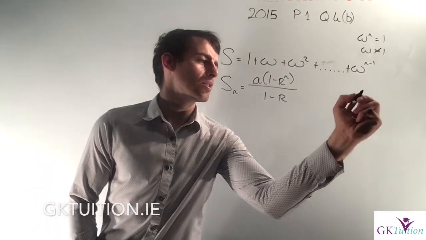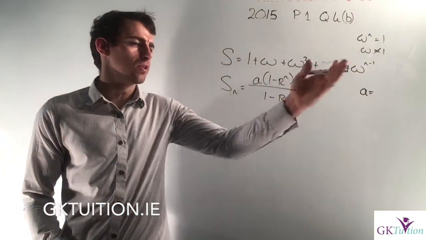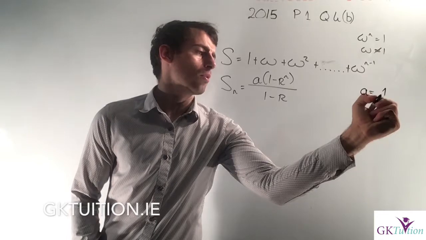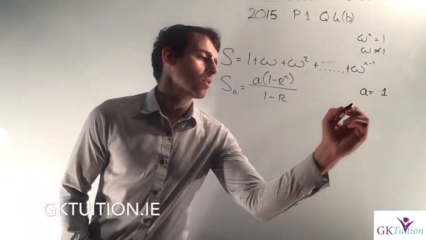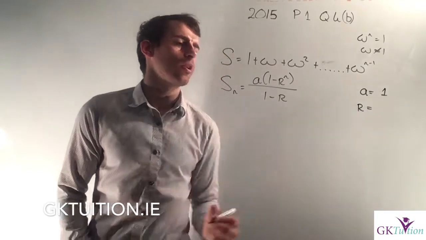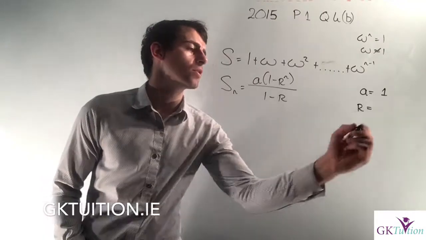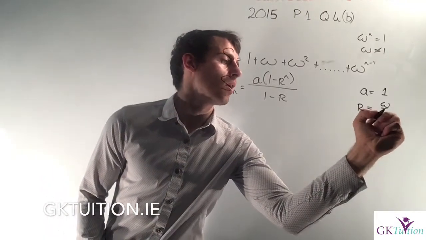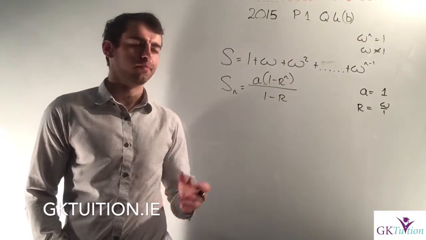So in a geometric series, a represents the first term. Clearly the first term in my geometric series is just 1. r represents the common ratio. So the common ratio is any term divided by the previous term. So in this case, let's say we take the second term and divide it by the first term. It's just omega divided by 1, or in other words, just omega. So I know my a and I know my r.